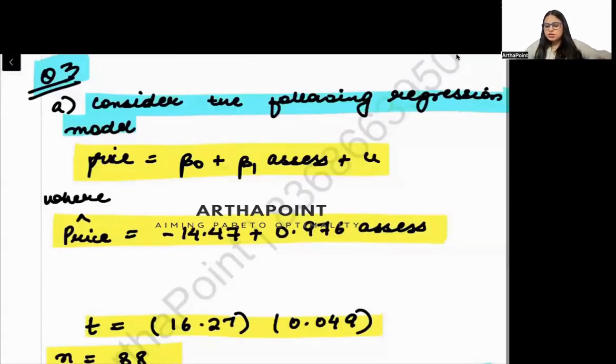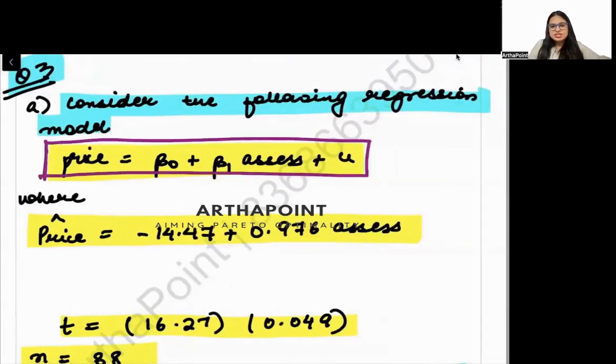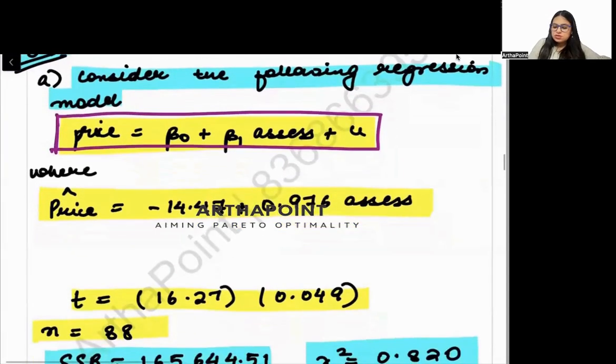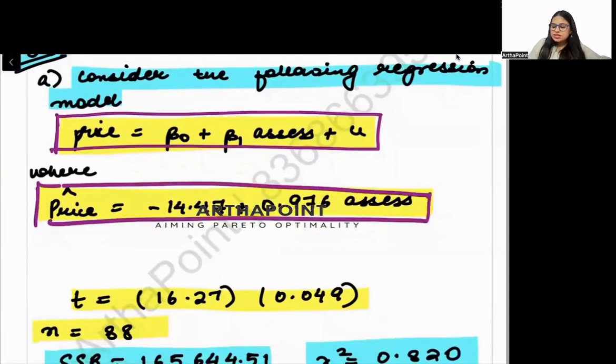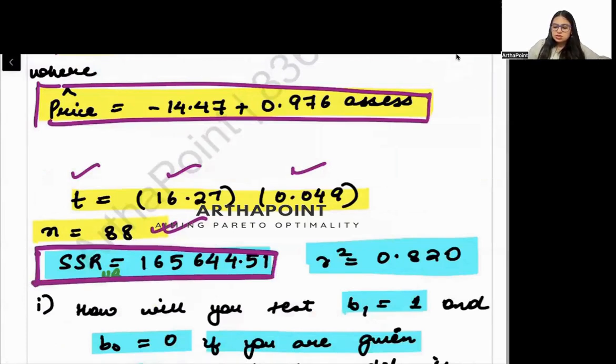Try to look into the question. It says consider the following regression model: Price is equal to beta naught plus beta 1 SS plus U. You're given this model, and it says that T values are given to you and the sample size is 88. You're also given SSR UR is this value.